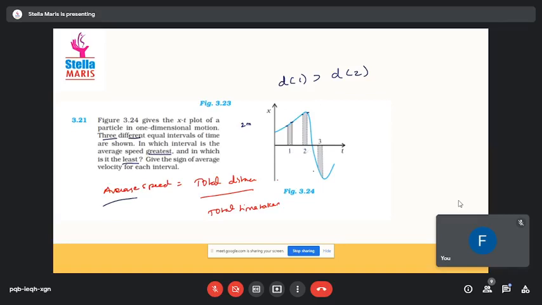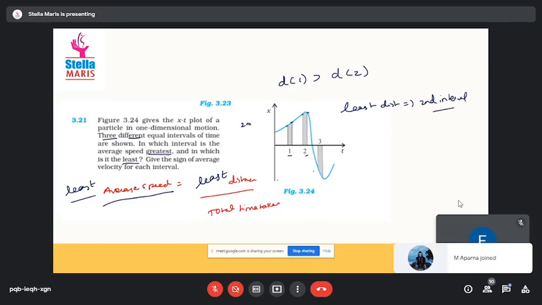So when will the average speed be least? When distance is least. Am I right or not? Yes, sir. True. Okay. So which has the least distance in this time interval? True. 2. Okay. So 2 is the right answer. The least distance is in the second interval. You understand? The greatest is nothing but the third interval.